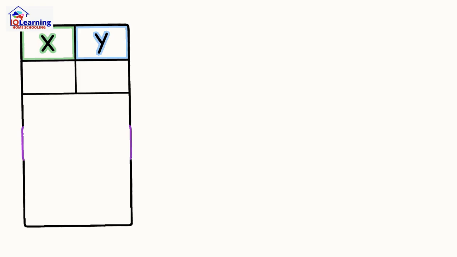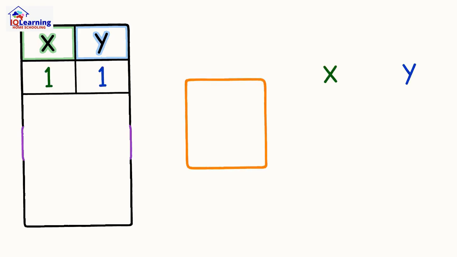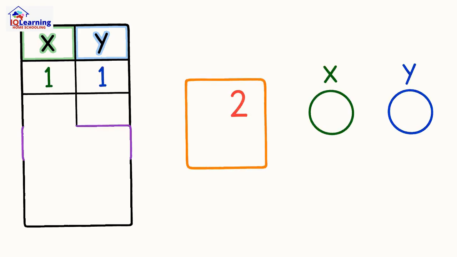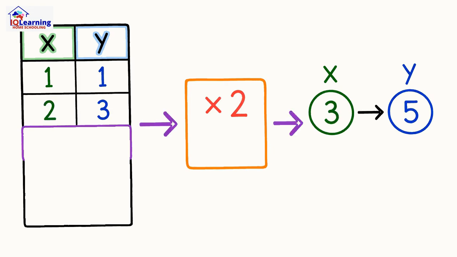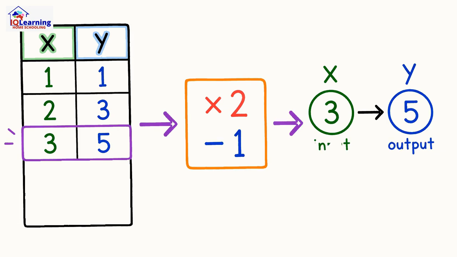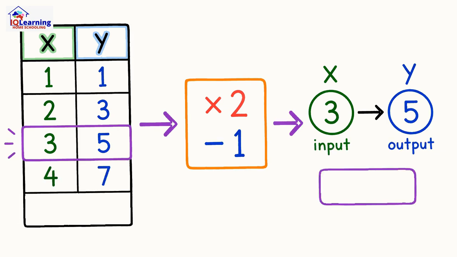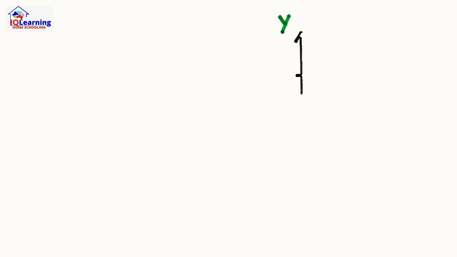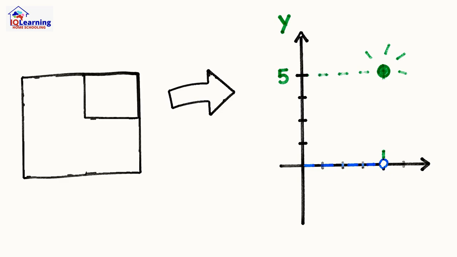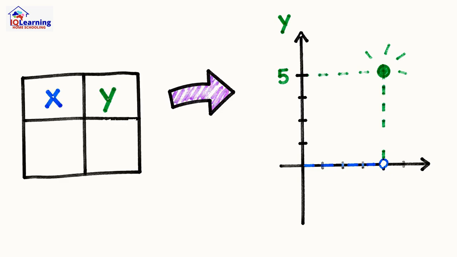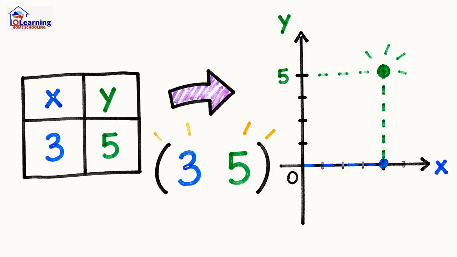Think of it as an organized list. You choose an input number, which we call x, and you run it through a rule, like multiply by 2 and then subtract 1. The number that comes out is the output, y. So if x is 3, y is 5. Simple. Each pair of these numbers becomes a coordinate pair. Think of them as GPS points for your graph, written as (3, 5).